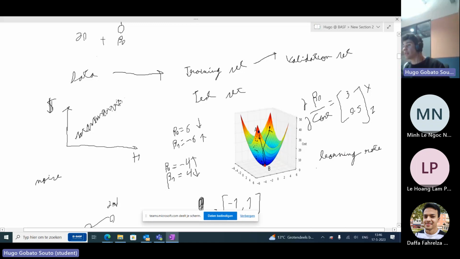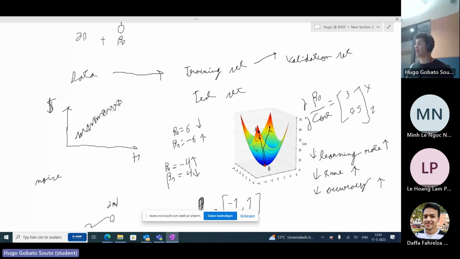So if the learning rate is very high, time goes down, but accuracy also goes down. If the learning rate is very small, time goes up, accuracy goes up. Okay? So you have a trade-off. Usually, the neural networks that you have online already have a nice learning rate that works well for almost all problems, so usually you don't need to worry about it. But it's nice that you know that this exists. Okay? Any questions here?